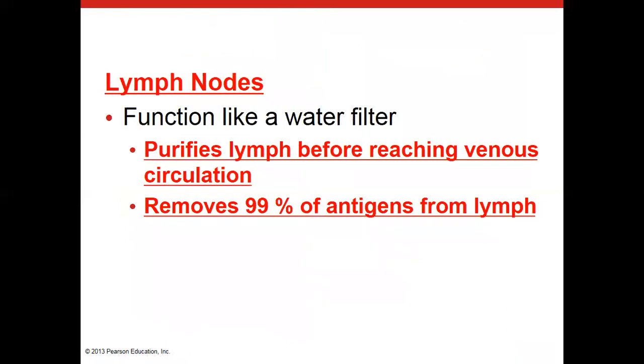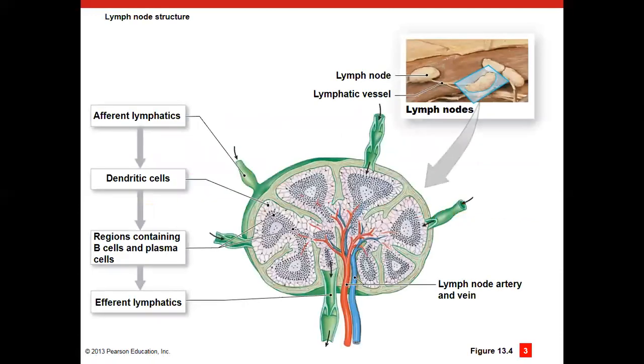Lymph nodes function like a filter, and they purify lymph fluid before sending it to the venous circulation. So think about it. Lymph vessels have sections of them, little swollen sections called lymph nodes. And as the lymph vessels are carrying fluid back from the tissue to the veins, in lymph circulation, don't you want to filter that lymph before you send it back to the veins? Sure do. So basically what lymph nodes do is remove 99% of antigens, anything that's foreign, from lymph fluid before sending it back to the veins.